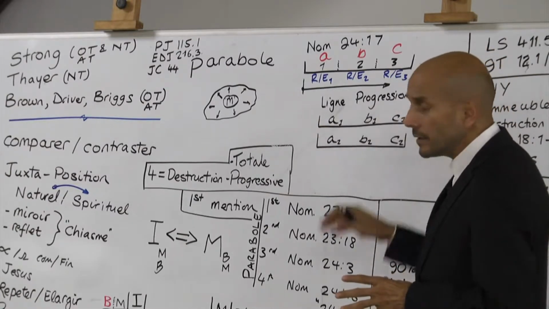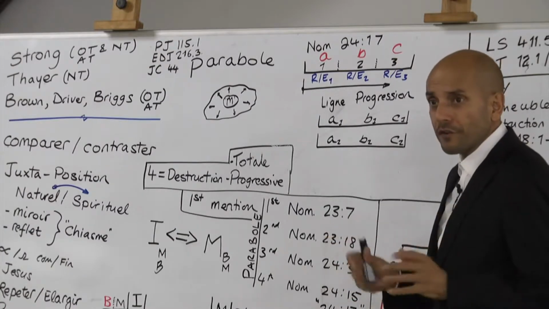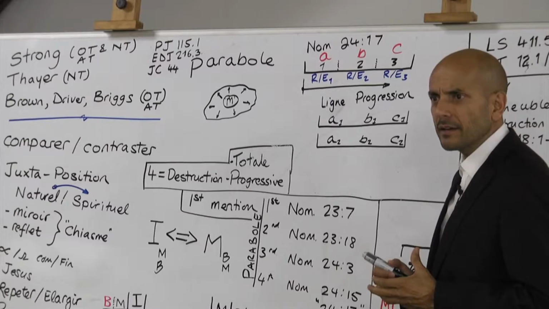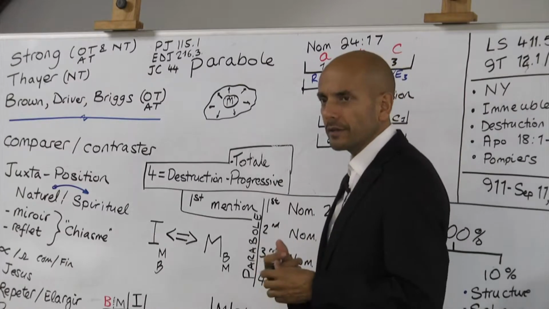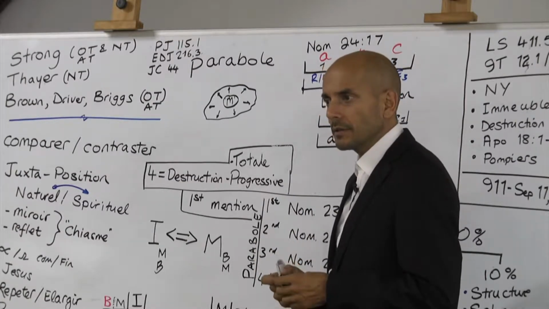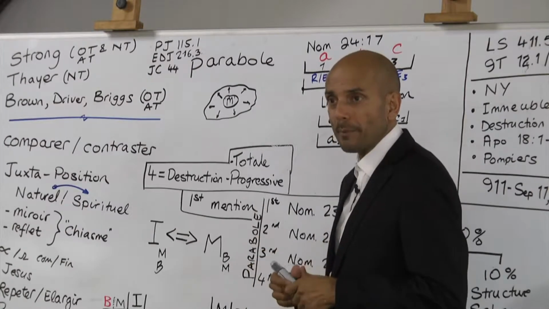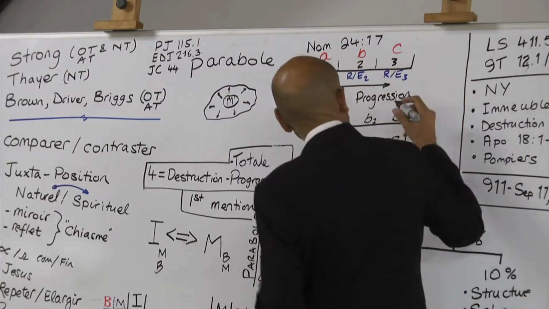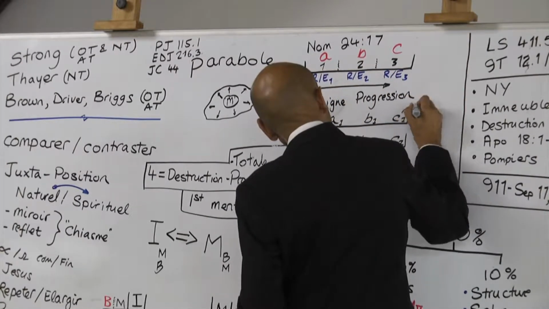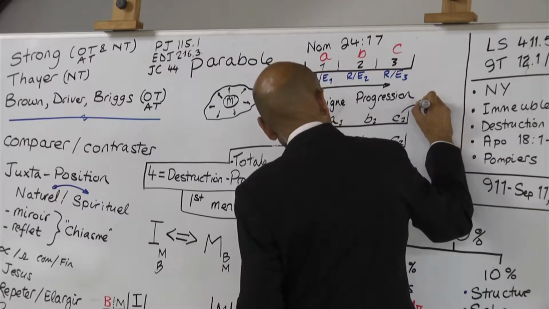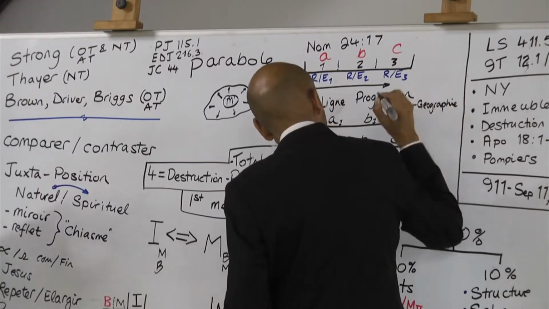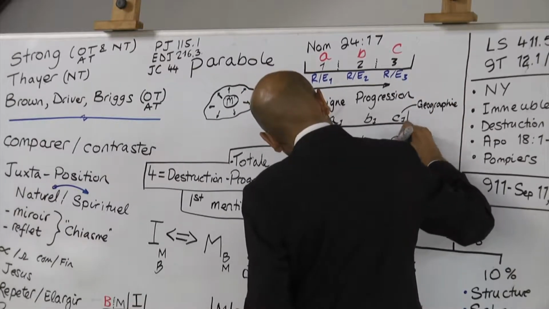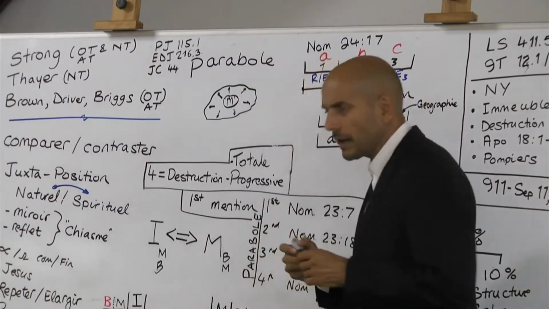So C1 is geography. Can we see that? The symbology or the model is a model of geography, because it's talking about the country of Moab, or the land. So C1 is geography.